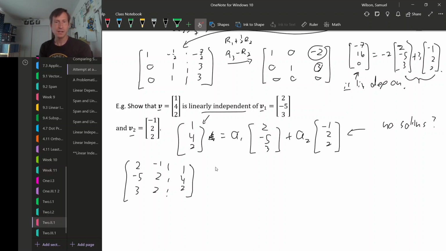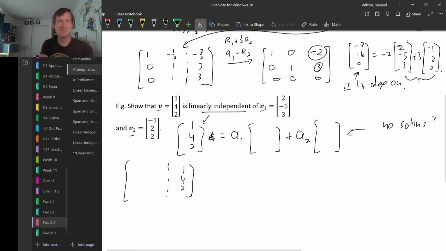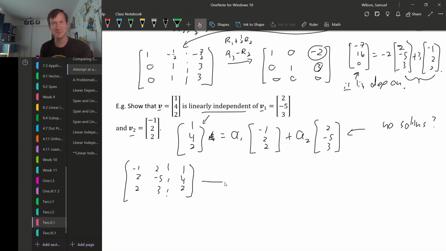All right. You know what I'm going to do to make it easier on myself? I should have done this on the first one. I'm actually going to write these in the other order, just because it's going to make the arithmetic easier. So minus 1, 2, 2, 2, minus 5, 3. I should have done this on the other one. Would have made the row reduction a lot easier.